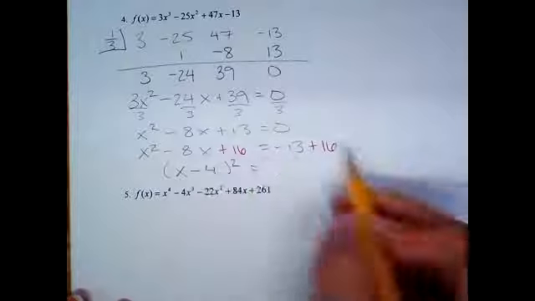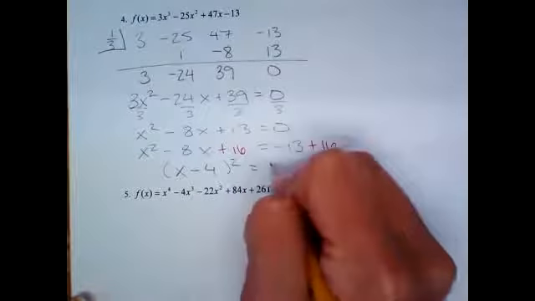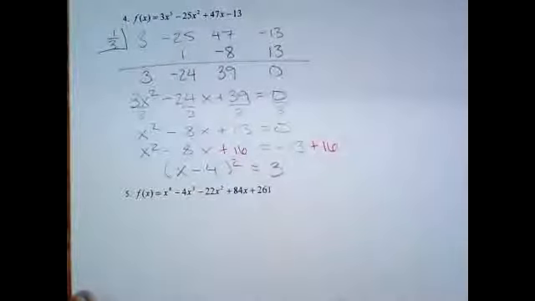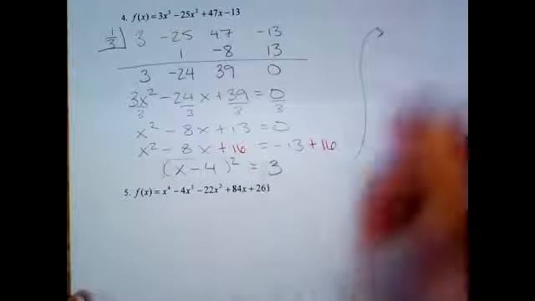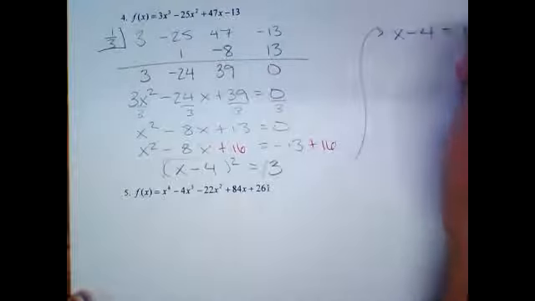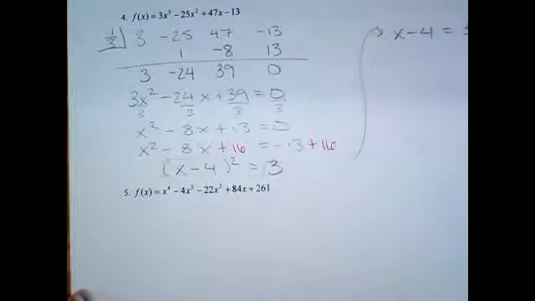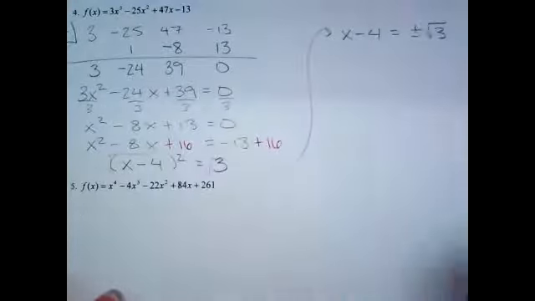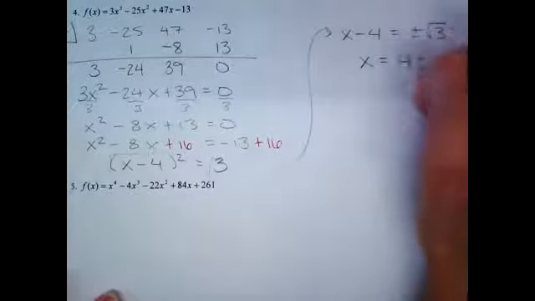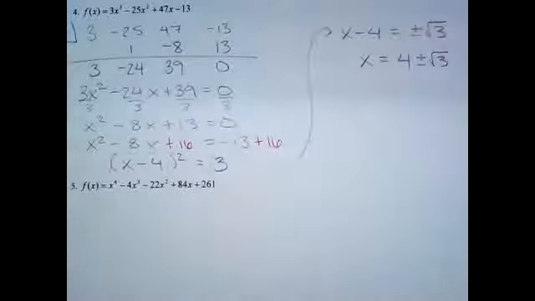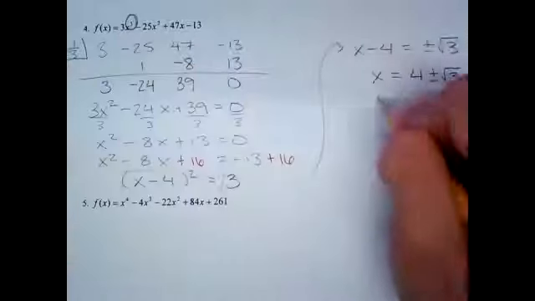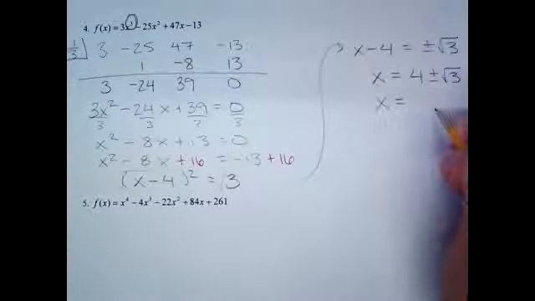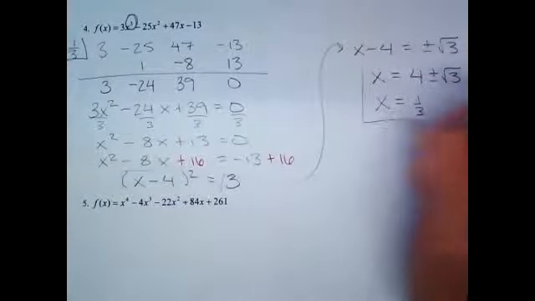Good, x minus 4 equals over here, -13 plus 16 is 3. You will square root, that'll be plus and minus square root of 3. And then your last step is to add the 4. That is 2 answers. How many were we supposed to get total? 3. So that's 2 of them. What's the third one? 1/3. Good.